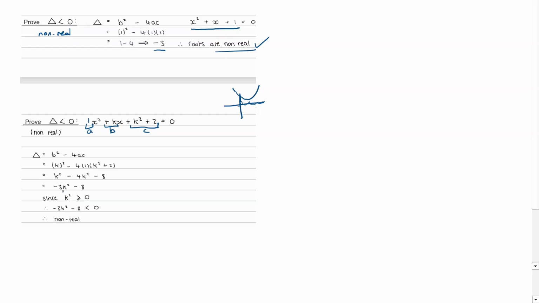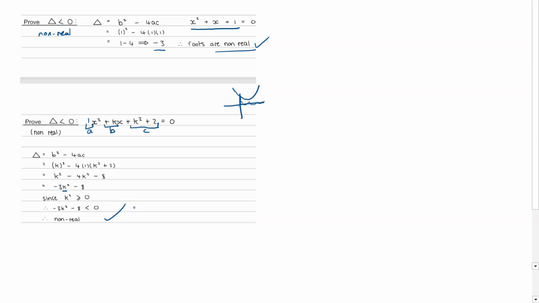Like I've done here, just the k squared part will always be bigger than or equal to 0 because something squared is always positive. And so if this is positive, a positive times a negative is a negative. A negative minus a bit more negative will definitely be negative. Therefore, it will be less than 0. Therefore, the roots are non-real.